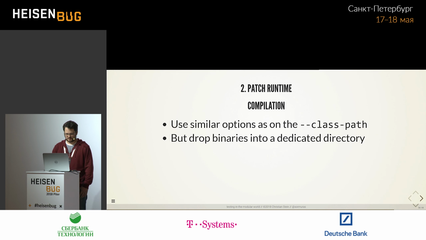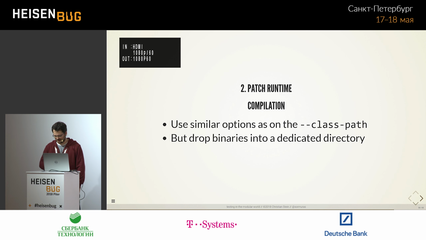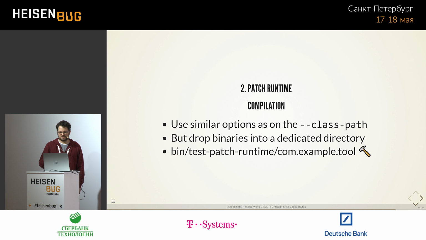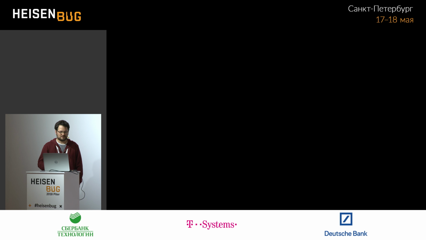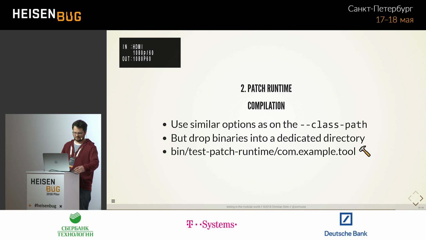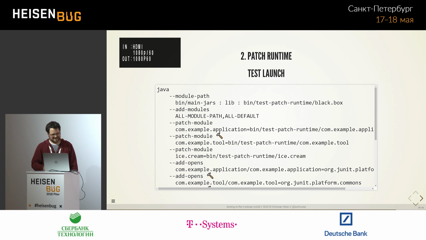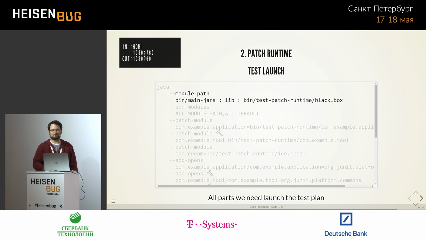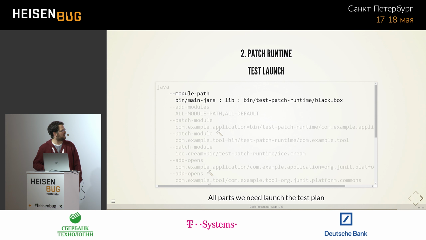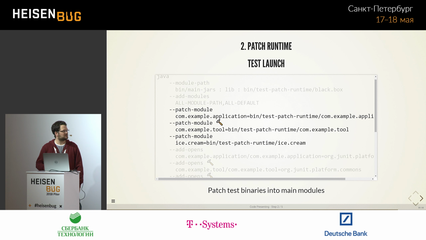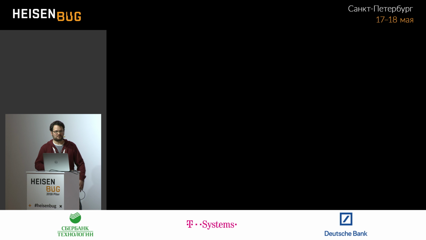Now the screen is blank. Here we go again. But we drop the binaries into different dedicated directories, like this one. And then we're gonna rebuild our module path for the runtime. So we have our main jars, we have our external libraries, and we're gonna do this now. We patch.